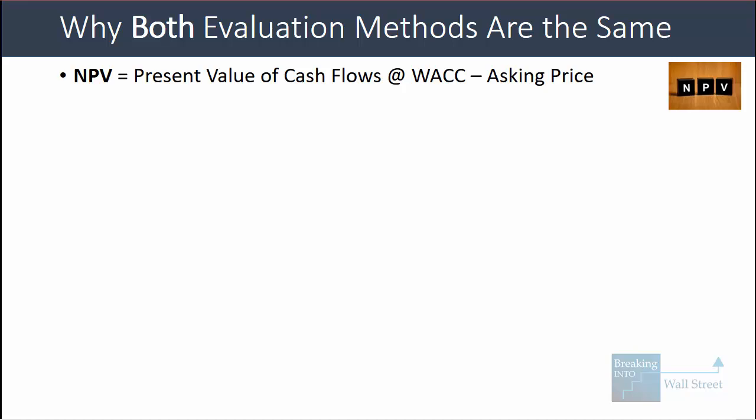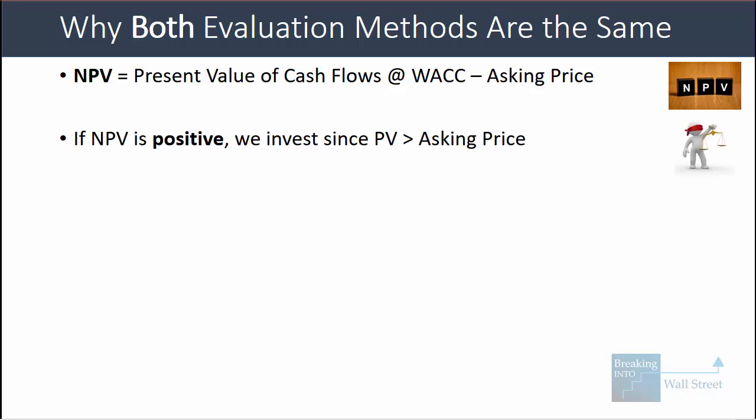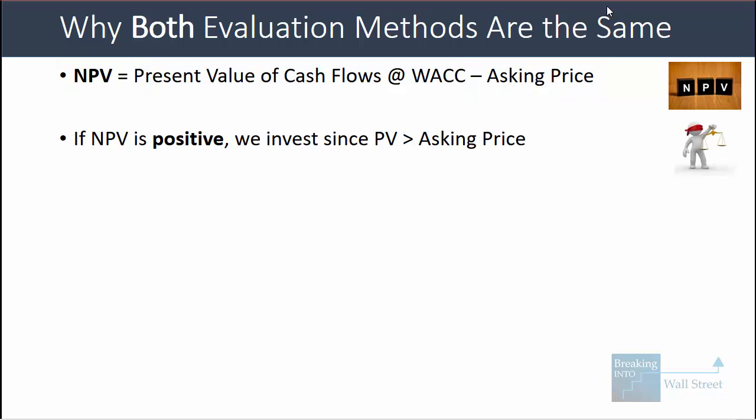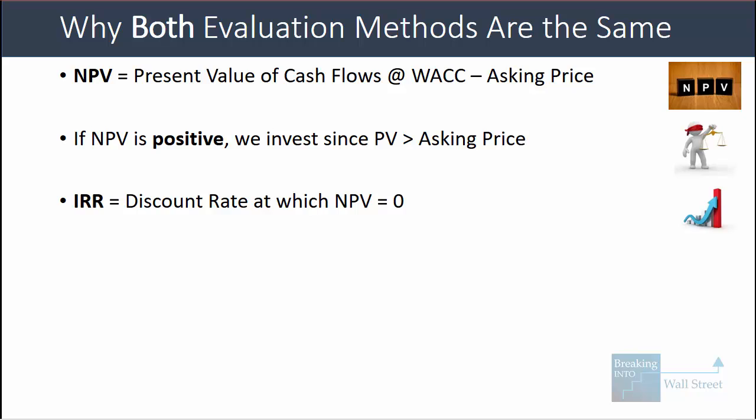You should already know that net present value equals the present value of cash flows discounted at WACC minus the asking price of an investment. If the NPV is positive, you invest because the present value is greater than the asking price. By definition, if the left-hand side of this is positive, then the positive component must be greater than the negative component here. Now, you also know that the IRR is the discount rate at which the NPV equals 0.